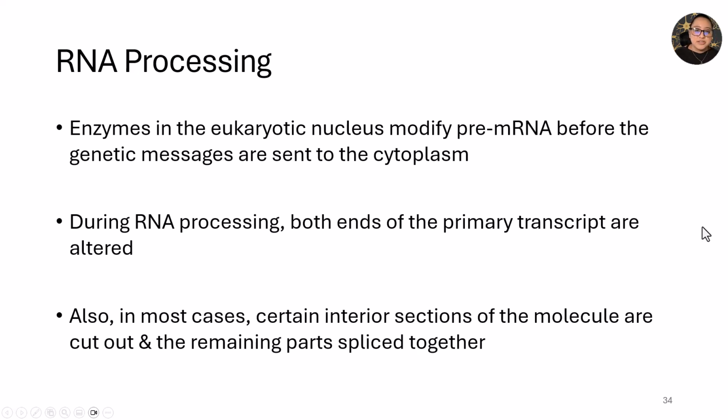So enzymes in the eukaryotic nucleus modify this pre-mRNA before the genetic messages are sent to the cytoplasm. So that's why it's pre-mRNA. During this process of RNA processing, both ends of the primary transcript are altered. And additionally, in most cases, there are certain interior parts of the molecule that are cut out and then the remaining parts spliced together.